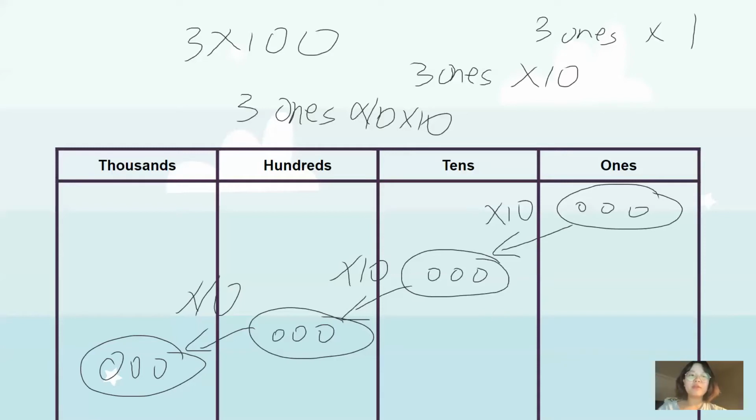And what is 3 times 10 times 10 times 10? That is 3000.